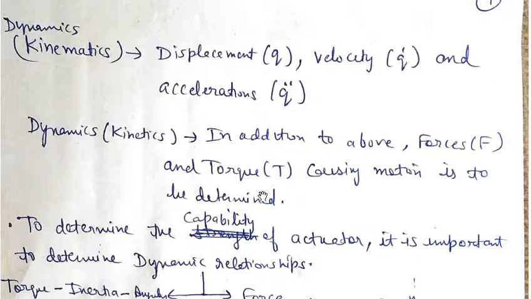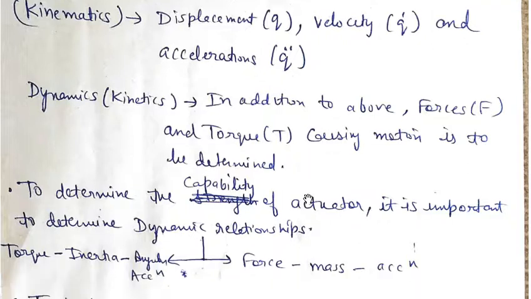So to have a desired acceleration and velocity, we want to know what should be the torque and the forces required at the joint, or we say link joint, so that we have this accuracy. Otherwise accuracy will be lost if that much amount of torque is not available at the joint. So that is the main purpose or task of the dynamics of robots. Basically we study this to determine the capability of the actuators. In order to determine this capability, it is important to determine this dynamic relationship.